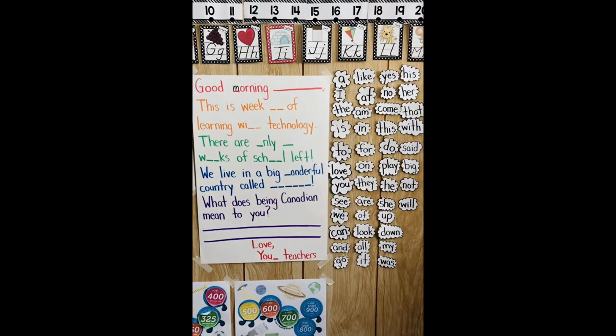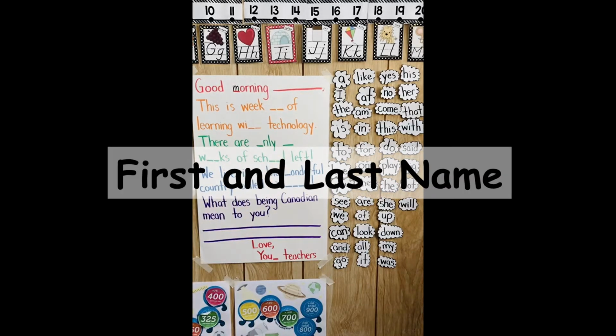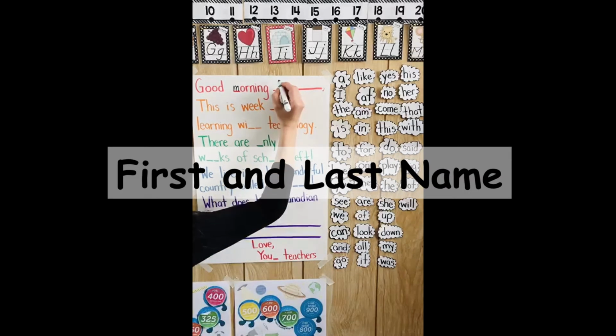Now we need to write your name on the line. Remember, your name has an uppercase letter to begin, followed by lowercase letters. Today, let's try writing your last name as well. Try your best to write on the line and as neat as you can.